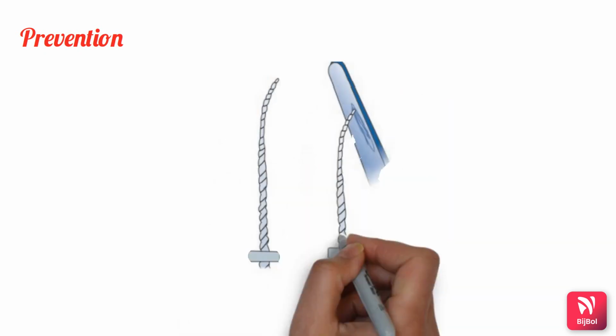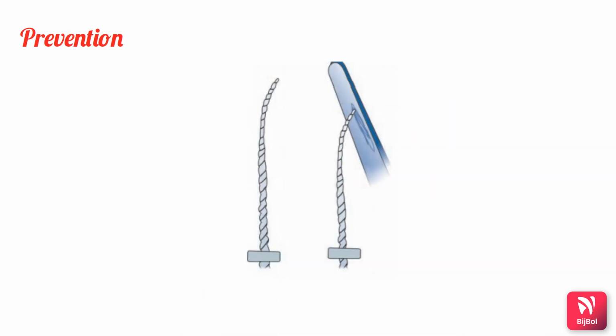And in such cases, you just have to pre-curve the files and use the incremental filing technique with flexible files, and remove the flutes of the file at certain areas. That's how you can prevent the formation of the elbow and zipping.